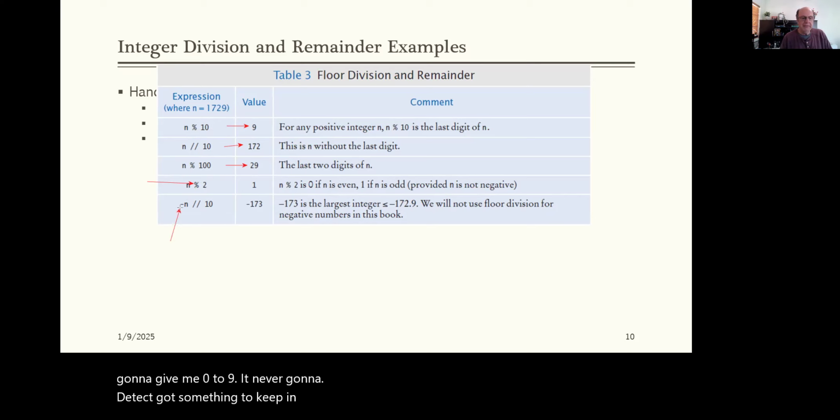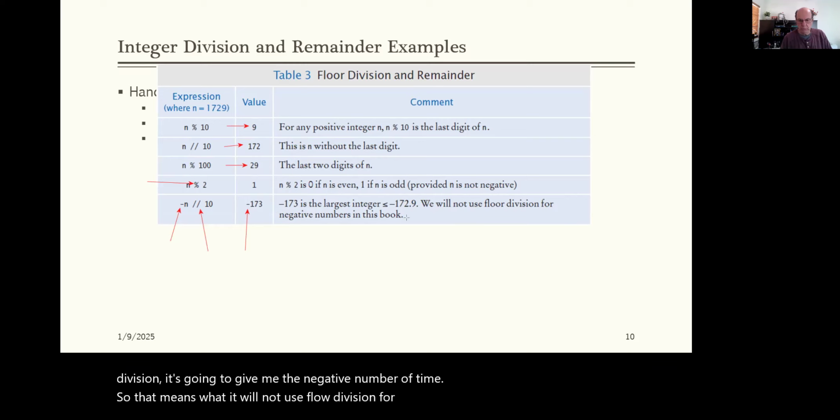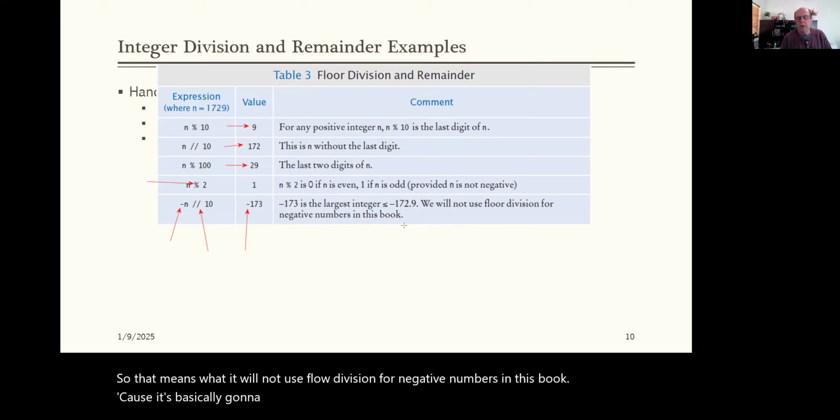If I have a negative number and I'm doing the floor division, it's going to give me the negative number of that. So we will not use floor division for negative numbers in this book, because it's basically going to do rounding in there, and it's going to get a little confusing. So we just let it go for now, and then we look at it in the future.